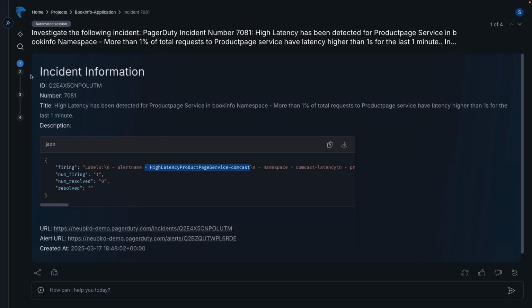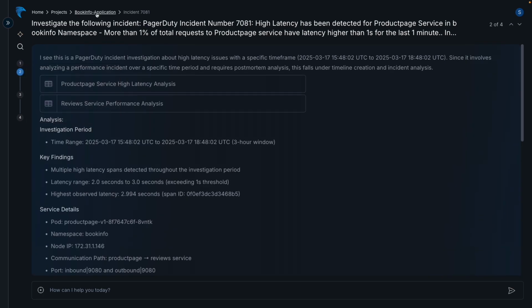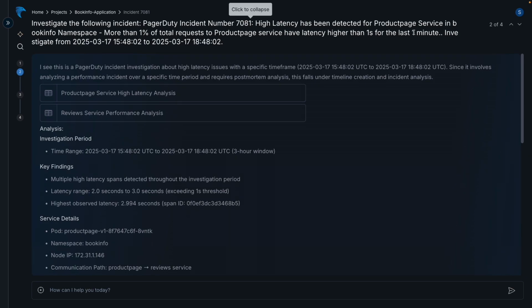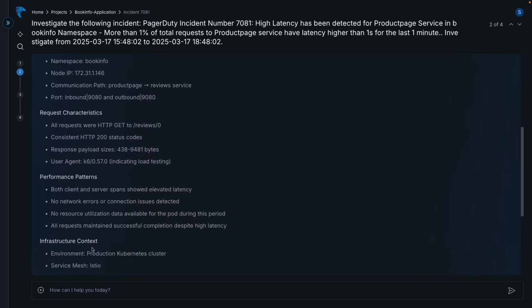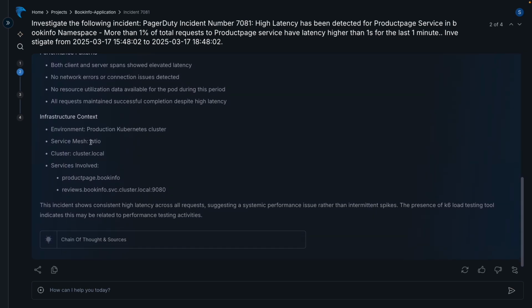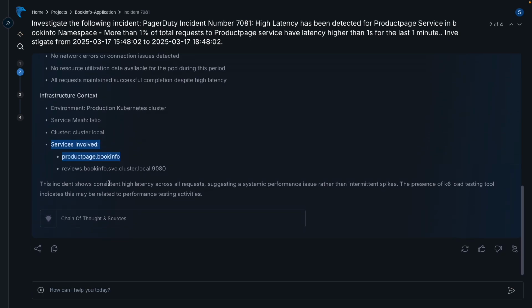The investigation was automated by Hawkeye. So this is our Bookinfo project. And so you see the investigation basically starts with this context of the alert, of the PagerDuty incident. And so we have an investigation that was performed. And if we look at the analysis, you can tell that the service involved is Bookinfo.